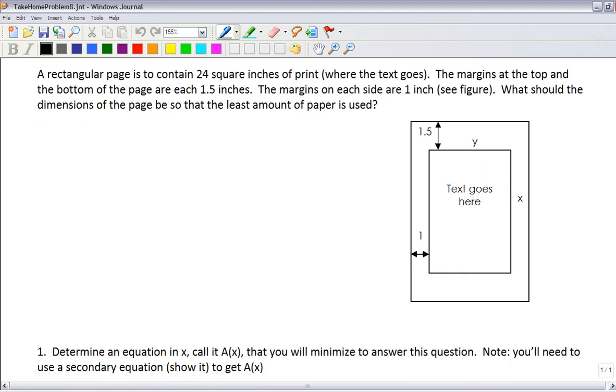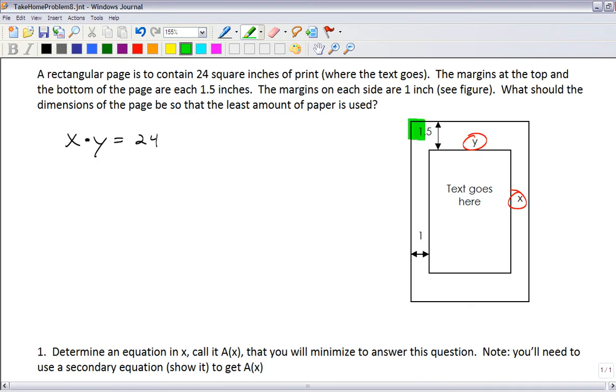The text box is 24 square inches. So you've got x and y. You need to make sure that x times y, this is a non-negotiable, x times y is 24. So you get to adjust the dimensions of this text box as you want to. But what you're going to try to minimize is the actual amount of paper that you use.